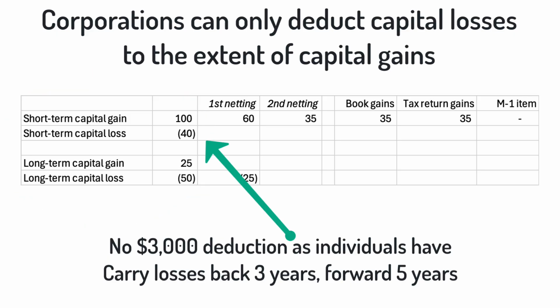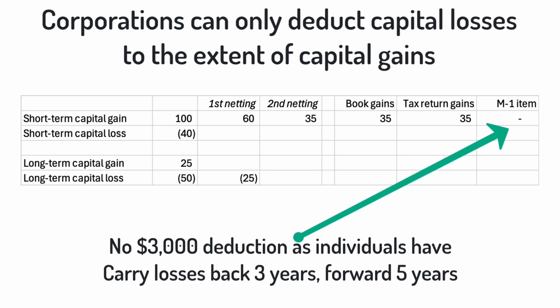In Part 1, we end up with $60 of short-term capital gains. When we go to Part 2 of the form, we end up with $25 of long-term capital loss. After we go to Part 3, we end up with $35 of short-term capital gain. The book gains are still going to be $35, and the tax return gains are also going to be $35. This means there is zero M1 item for capital gains in this example.